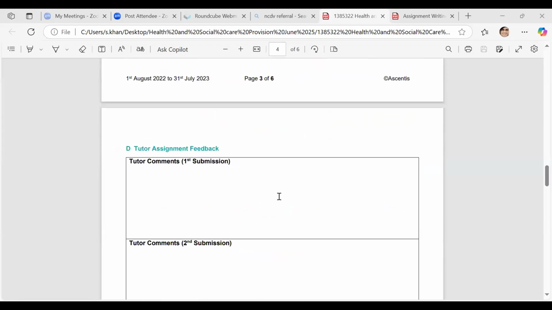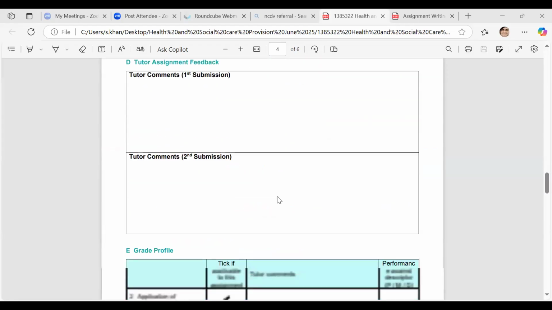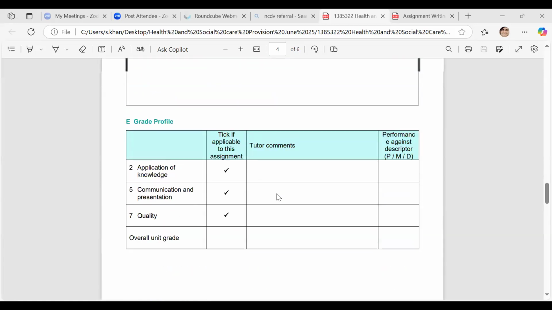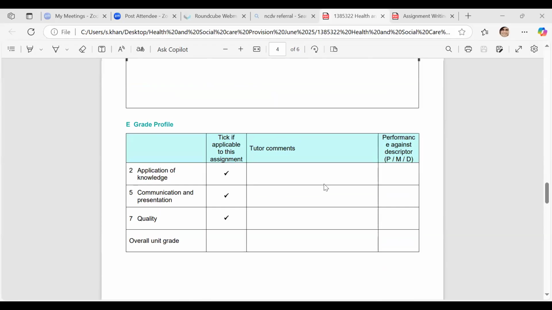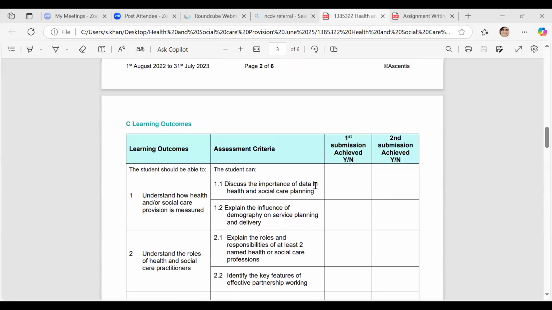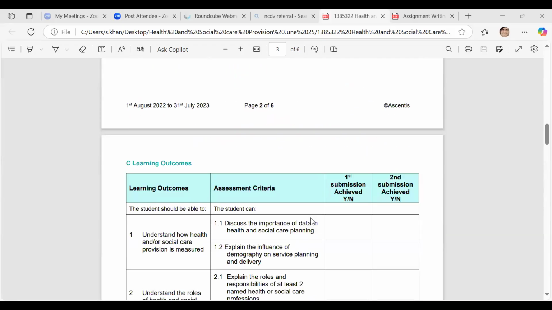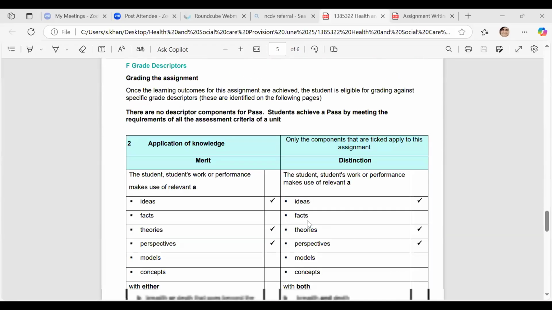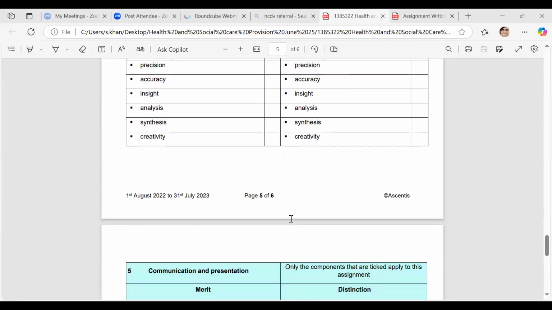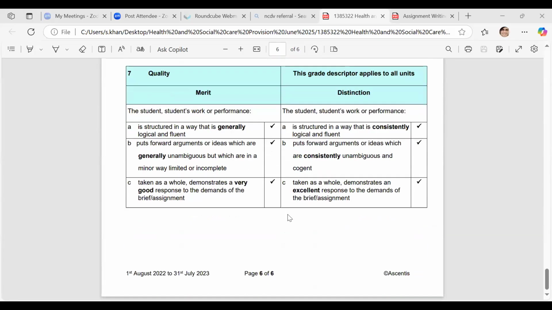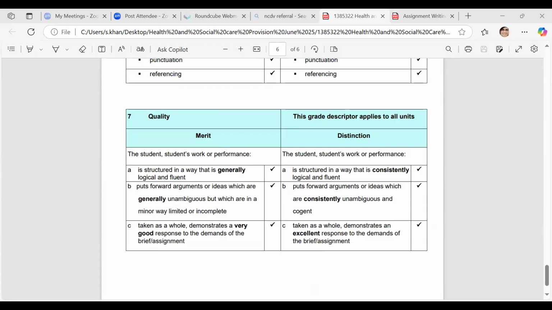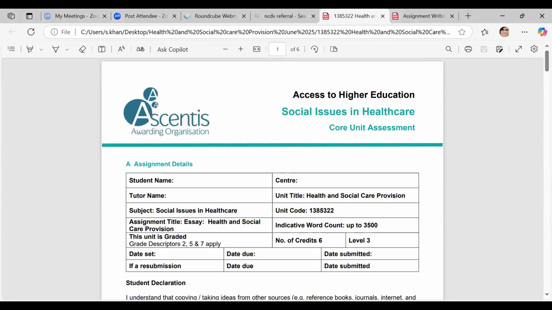For this unit, it's only a pass or a fail. Okay, tutor's comments and submission. It goes through the grading profile as well, and the tutor would have to put in their comments there. It says performance: pass, merit, or distinction, depending on what element of it you get, you will get one of them. It also looks at what you'd get for a merit and for a distinction, but the criteria is more for the assessor for this one, okay? So the assignment brief looks like this, and it is on Moodle for you to look at.